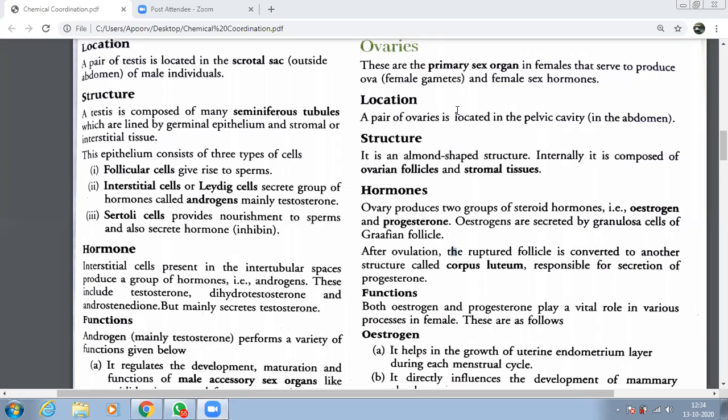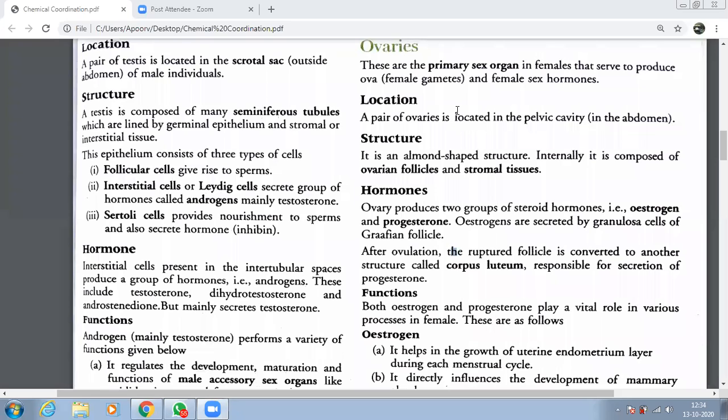One minute, follicular cells giving rise to sperms. Leydig cells secrete a group of hormones, androgens, and the main androgen we are discussing here is testosterone. And the third are the Sertoli cells. They will give nourishment to sperms and they will also secrete a hormone. Can you name the hormone?